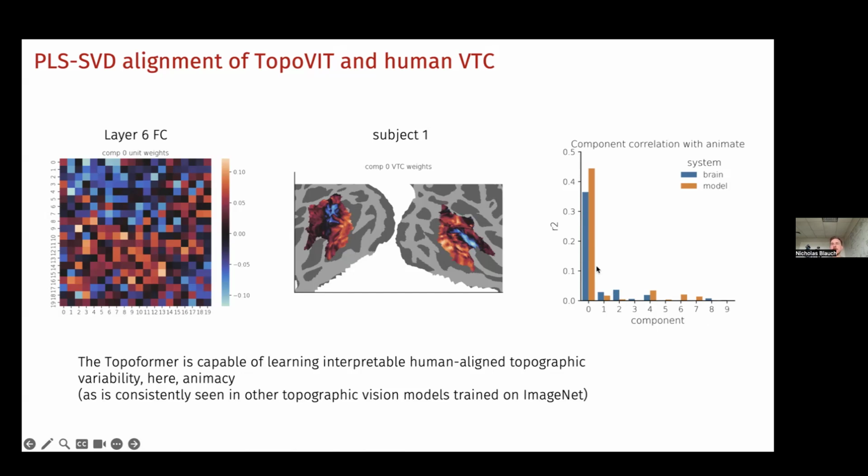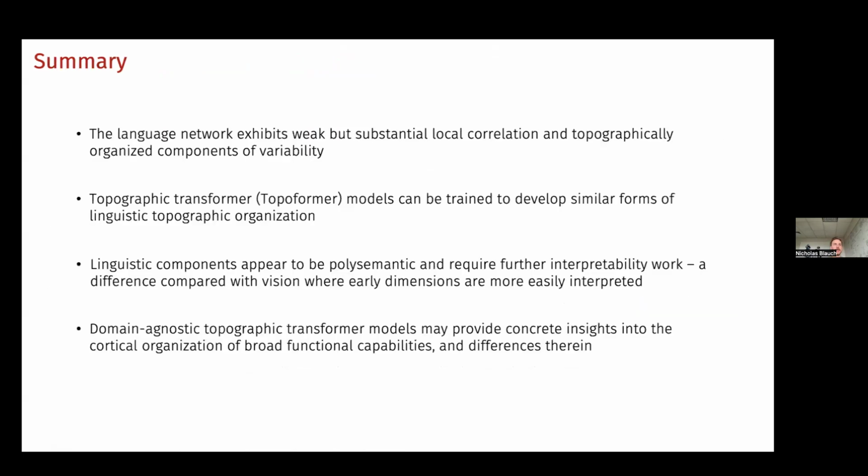And it suggests that, whatever difficulty we're having interpreting the language components, it's not about the architecture per se, it's probably about the representations. And so depending on what the representations are that serve a task, you might get more or less interpretable topography. So yep, these transformer models can provide some concrete insights into cortical organization of broad capabilities.